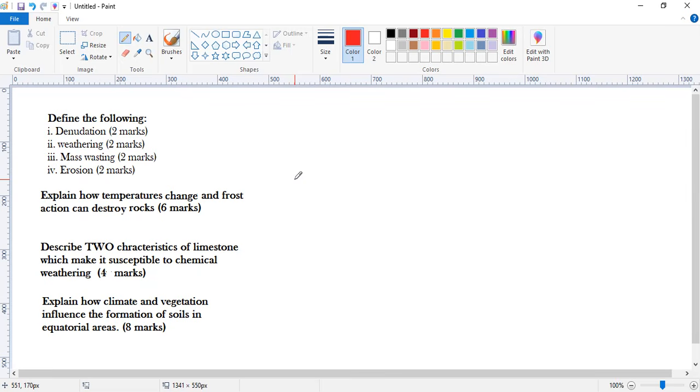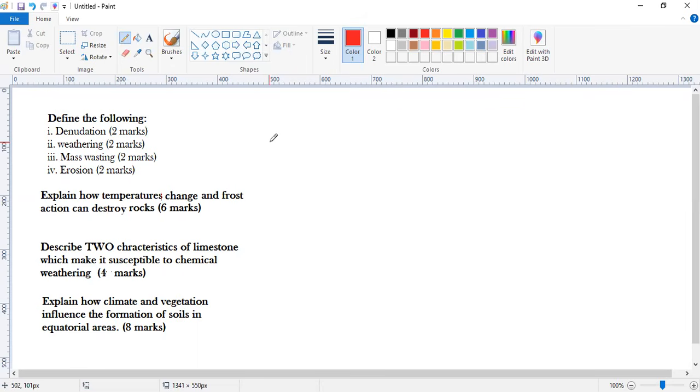If we look at the second question, it says, explain how temperature change and frost action can destroy rocks. All right. So if you notice the descriptive term right here is explain. Explain is asking for reasons.